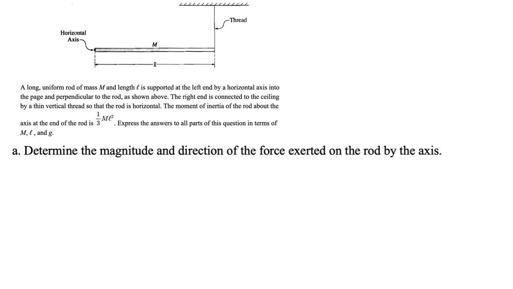Part A. Determine the magnitude and direction of the force exerted on the rod by the axis. So we're going to want a free body diagram, or at least a vague free body diagram-like thing. So there we go. What forces act? Well, of course, there is the weight of the rod at the center. And then there is the force from the axis. And then there is the force from the thread.